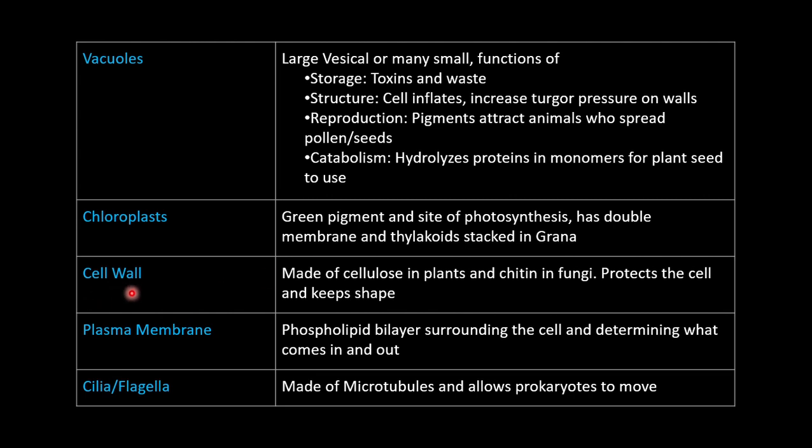So, cell wall. Cell wall is also another thing that's only found in plants, and it's made of cellulose in plants and chitin in fungi. It protects the cell and keeps shape.